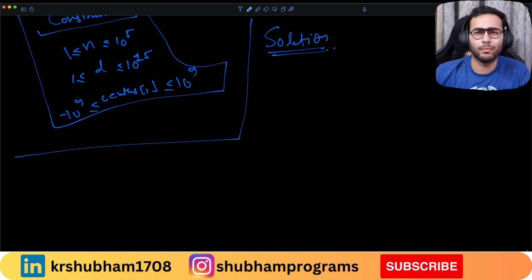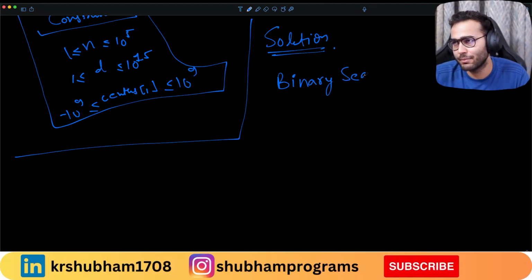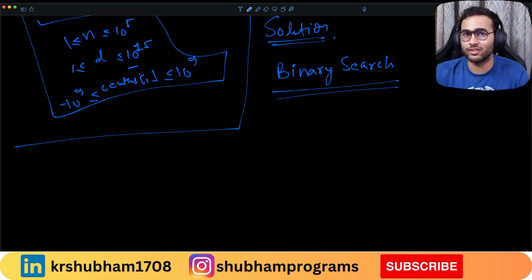The moment I looked at this problem, it looked to me very much like a binary search problem. I'm pretty sure there might be other methods to solve it, although I'm not sure because of the huge value of D. But if someone comes up with a solution without binary search, make sure you put that in the comments. I'll be happy to take a look at that.